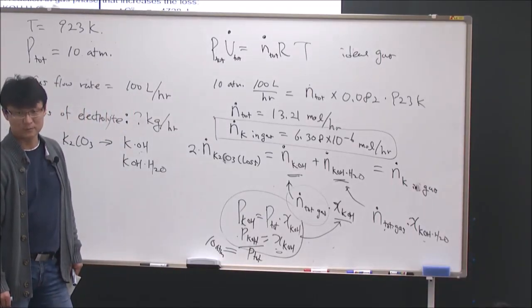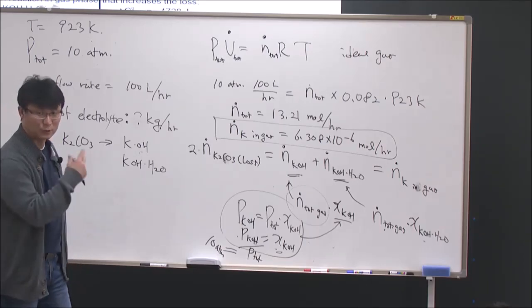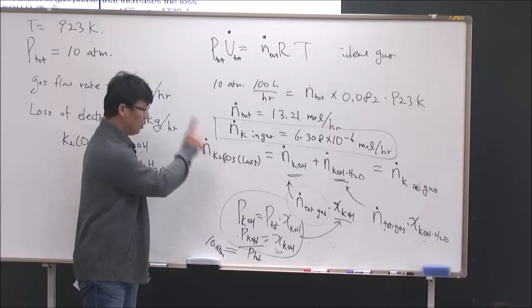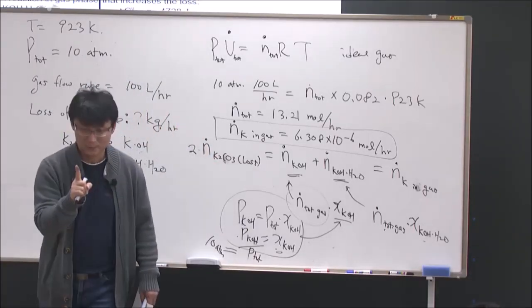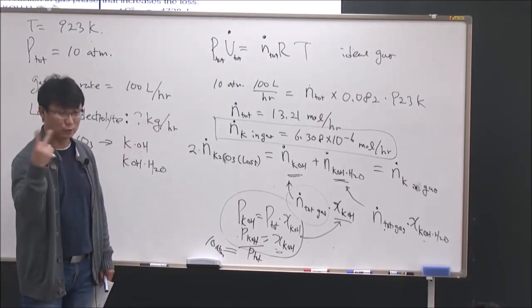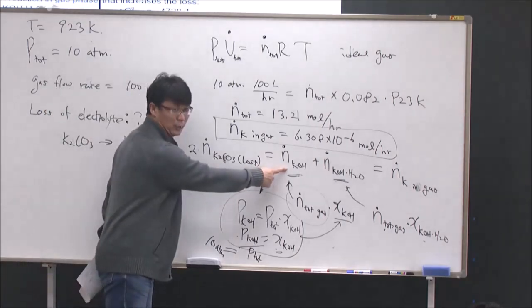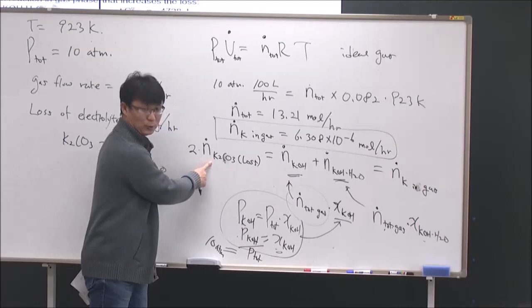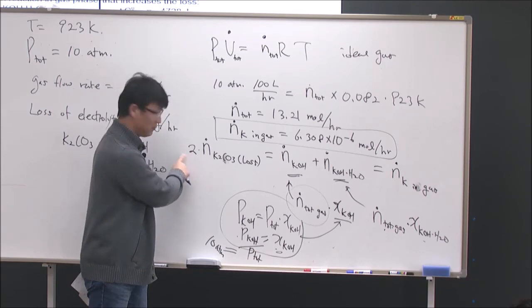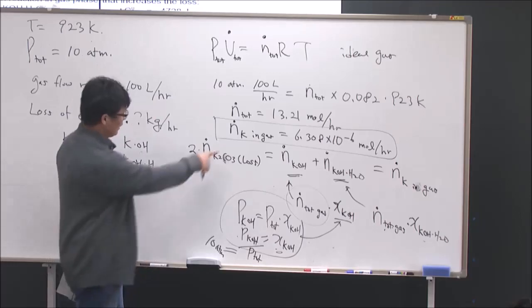Is it okay? Make sense? So, let's do it by mass. I have 1 mole of K2CO3, and then it reacts and will make 2 moles of KOH. So the number of moles of KOH produced is 2 times the loss of the K2CO3. Not half. I'm sorry, I was confused. Is it okay? Yeah.